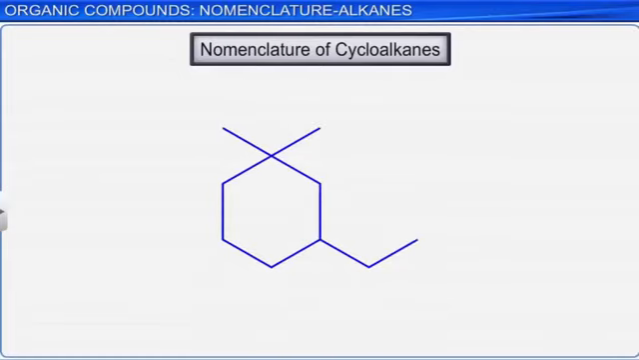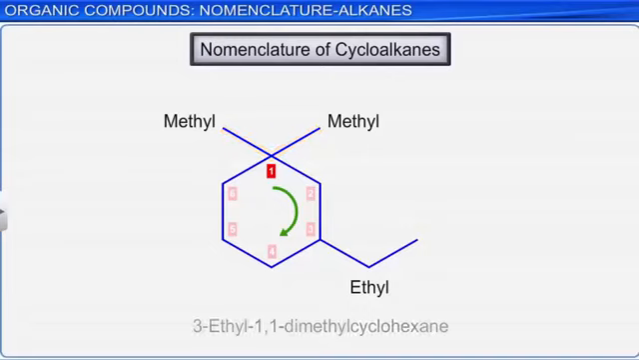This cyclic compound consists of 6 carbon atoms in a ring. Hence, it is cyclohexane. The compound is numbered from right to left. The ethyl group is attached to the 3rd position of the cyclohexane, and 2 methyl groups are attached at position 1. Hence, the name of the compound would be 3-ethyl-1,1-dimethylcyclohexane.